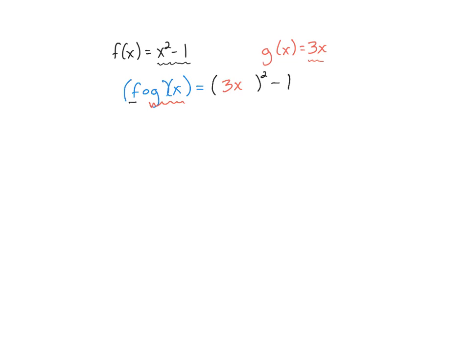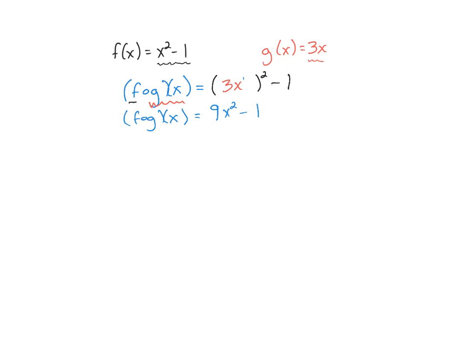So we have 3x squared, so I'm going to raise 3 to the second power. 3 to the second power is 9. And I'm going to multiply my exponents, so I have x to the first, 1 times 2 gives me 2, minus 1. So I have f of g of x is equal to 9x squared minus 1.